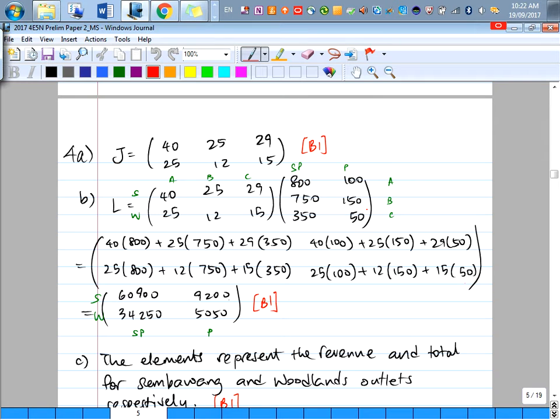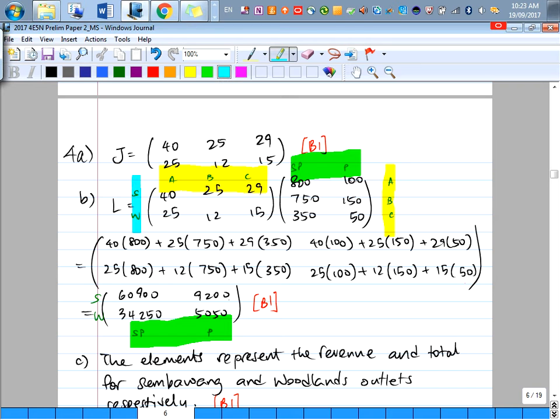After we do the matrix multiplication, notice that all of these A, B, C, and A, B, C, they are the same. So they sort of disappear. And what is left will be this. S and P, over here, S and P. And on the other side, Sembawang and Woodlands, Sembawang and Woodlands.